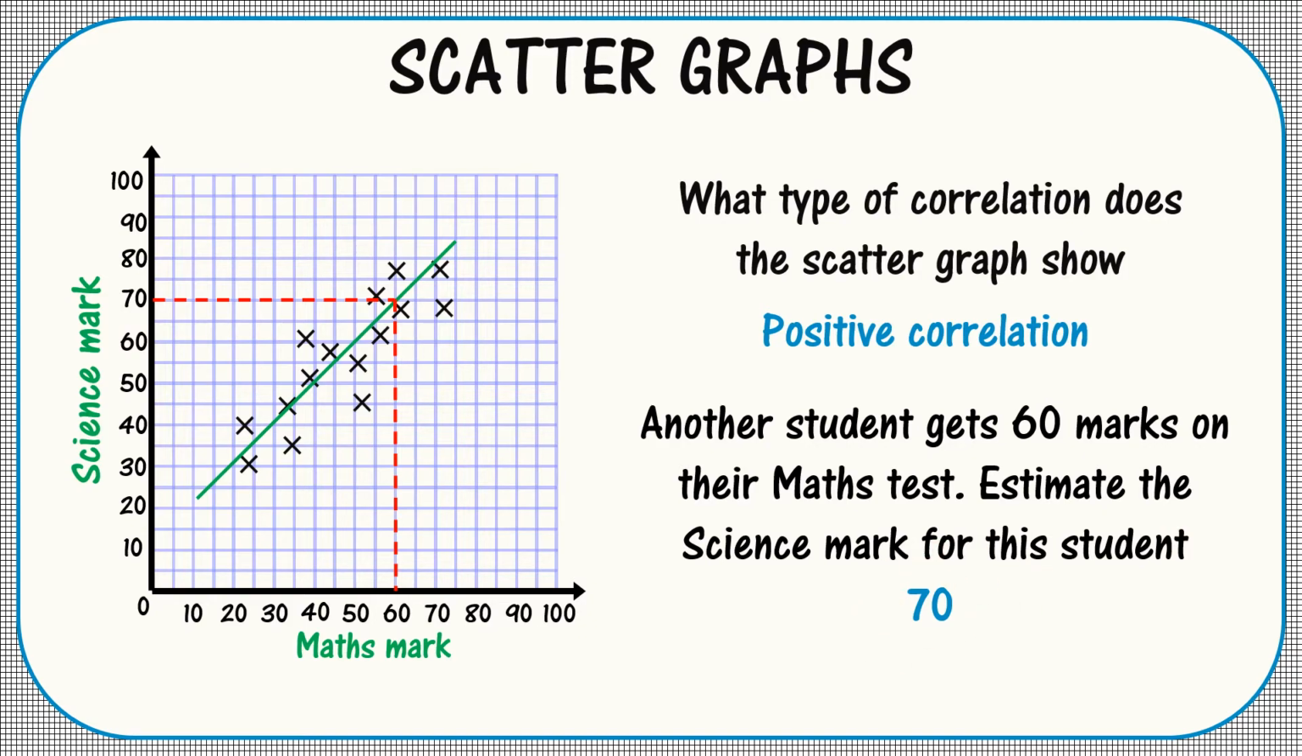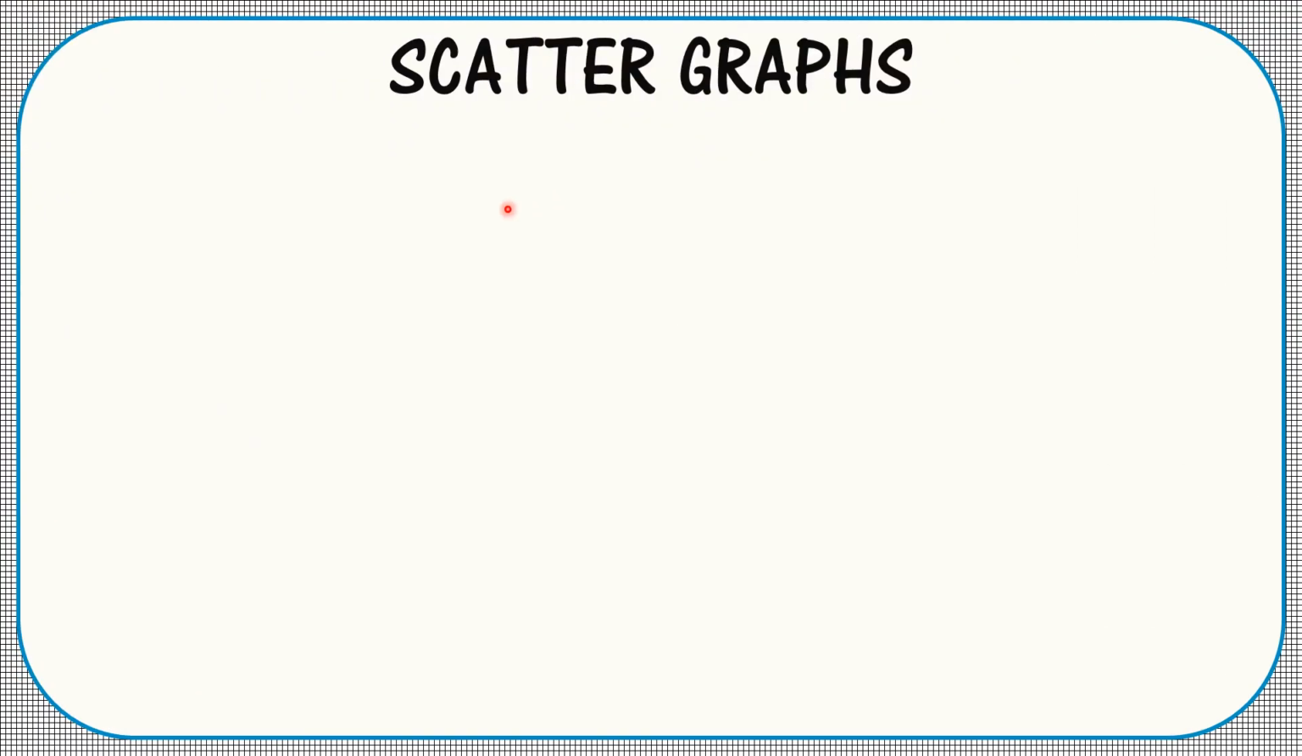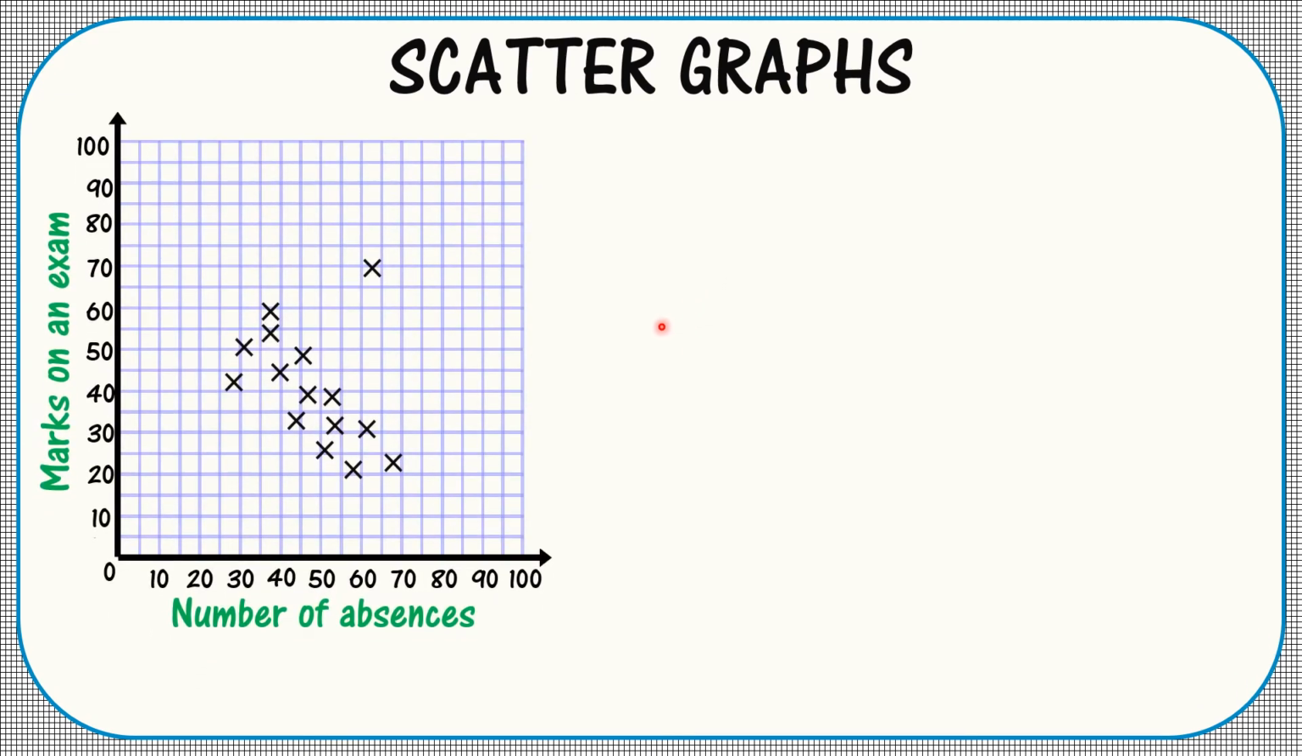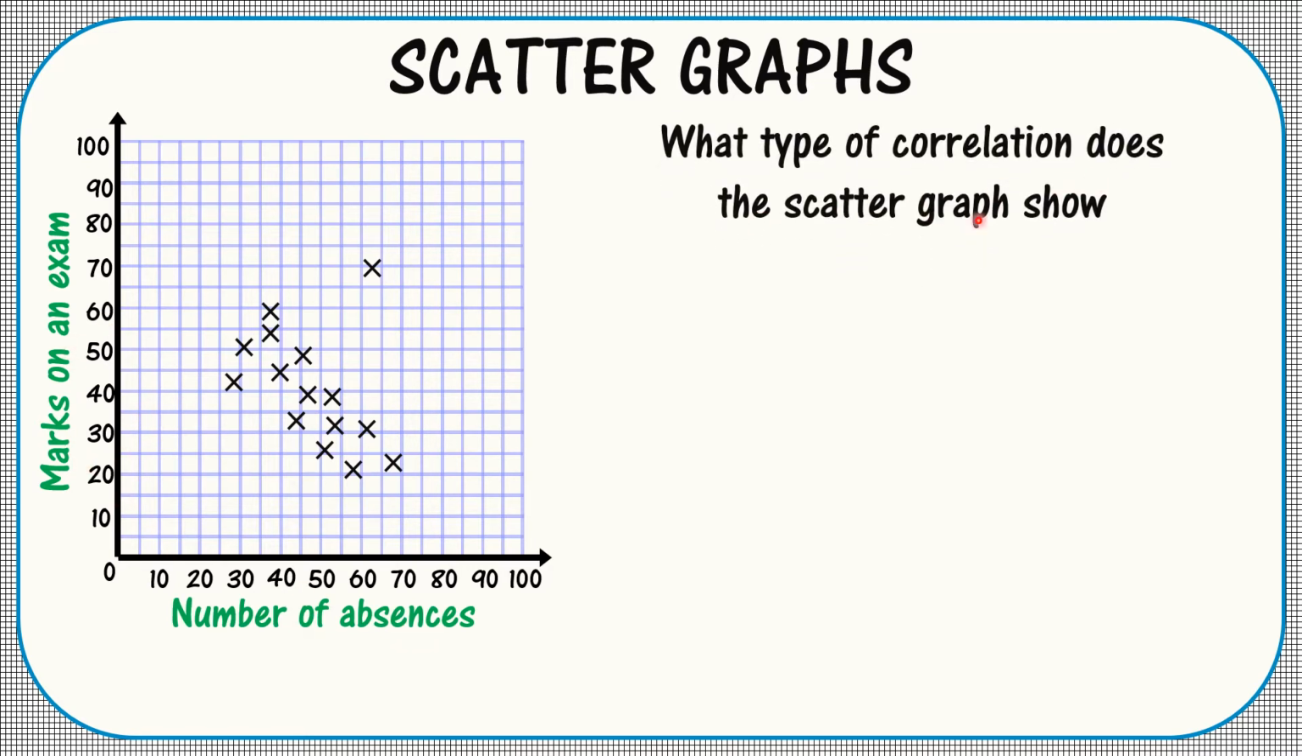Let's go through one final example. Again, we have been given this scatter graph, which is comparing the number of absences against the marks on an exam. What type of correlation does the scatter graph show? As you can see, once you draw a line of best fit, it is declining. So as the number of absences increases, the marks on an exam decrease. So we can say that this is a negative correlation.